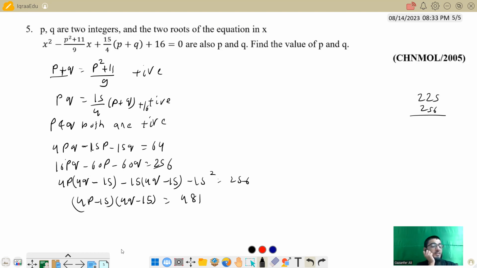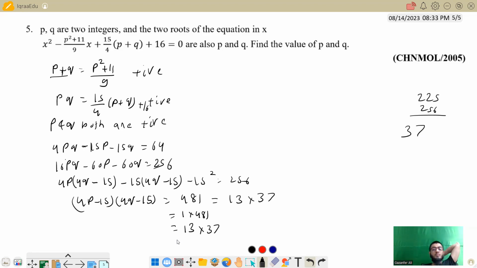In IOQM, when such numbers come, your arithmetic has to be really strong. Is it divisible by 13? Yes, it's divisible by 13. Very good. 13 2s are 26, 13 3s are 39, so 37. So 481 is 13 multiplied by 37. Now we get the prime factors. So this is equal to 1 into 481, and this is equal to 13 into 37.